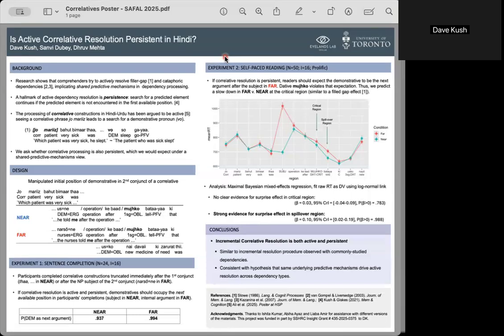Are active, correlative resolution, and persistent in Hindi? The answer to this question is yes. So if that's what you came for, there you go. But if you want to stick around, I'll give you a little bit of background.